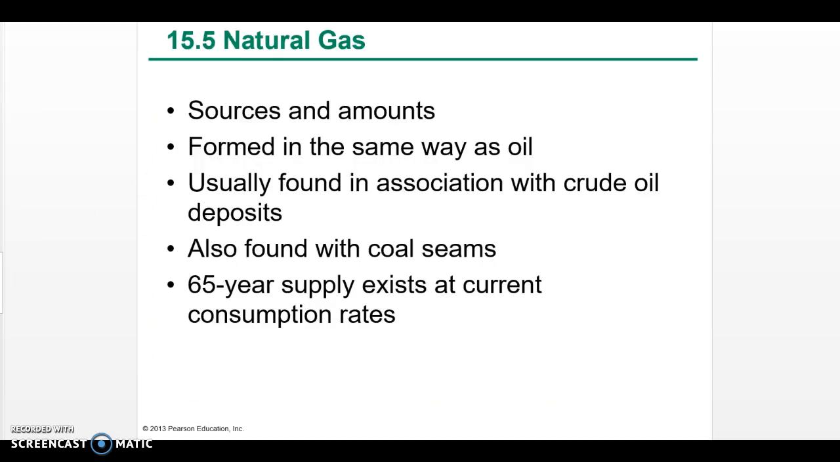Natural gas extraction. So natural gas is a third type of non-renewable resource we're going to talk about. The sources and amounts vary. The United States, of course, happens to be sitting on large Marcellus shale fields, and Marcellus shale just happens to be a viable place for natural gas to have been created. It's usually found in association with crude oil deposits. It's also found in what we call coal seams. And a 65 years supply exists at the current consumption rate. That has significantly dropped because we are using more natural gas.